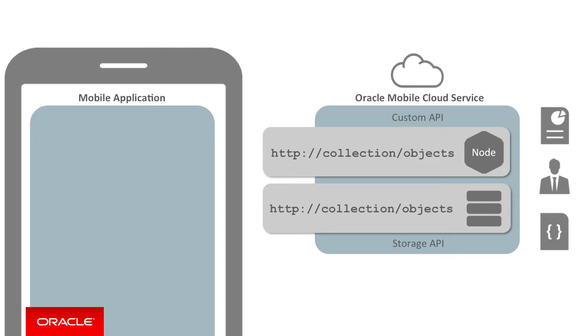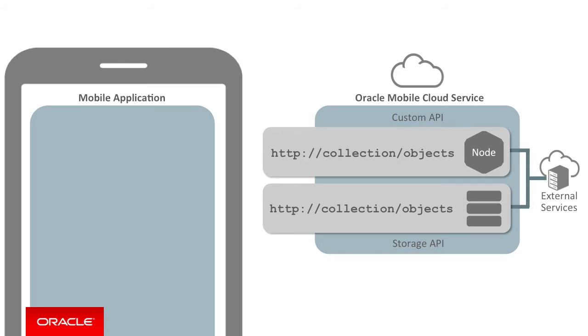Ultimately, it doesn't matter where the data comes from because potentially it can be badly formed and clunky enterprise data, which you will massage using Node into REST endpoints made up of collections and objects exposed through a custom API or storage API to the remote mobile client.